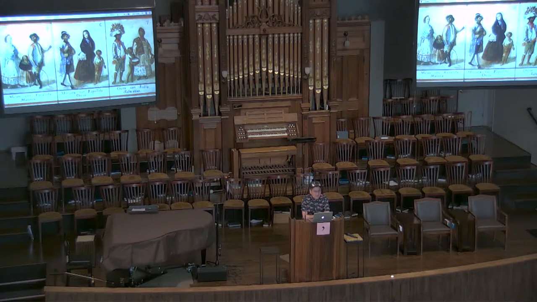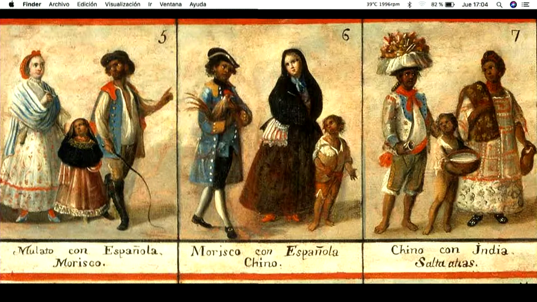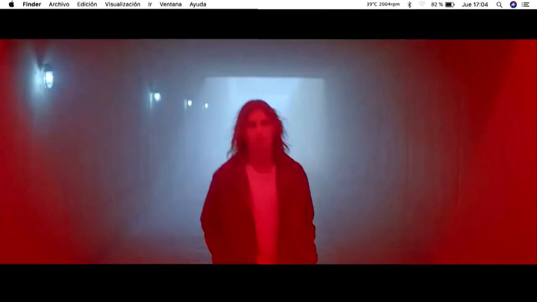This is called casta pintura, casta painting, that represents all the hierarchies based on skin tone and race in Mexico. If you are Spanish and a criollo, you have more social mobility in ancient Mexico. And also, in contemporary Mexican advertising and films, lower class people are almost always shown with darker skin. No? And richer class people are shown with white skin.